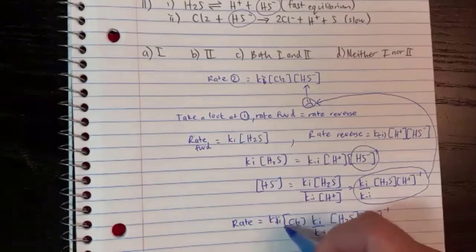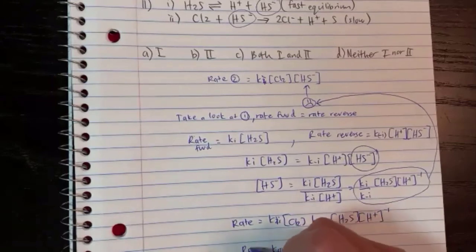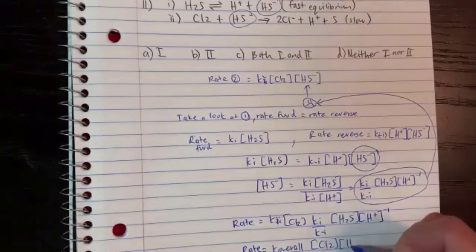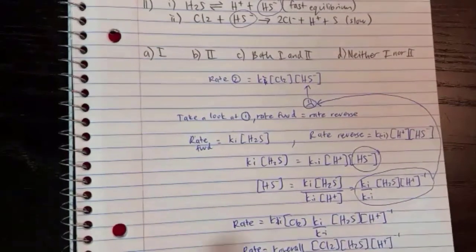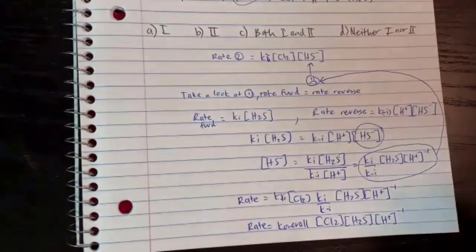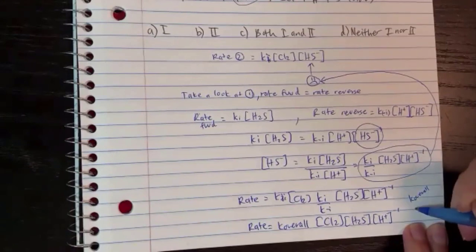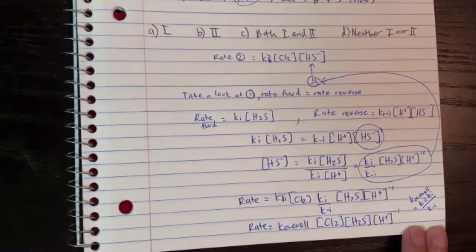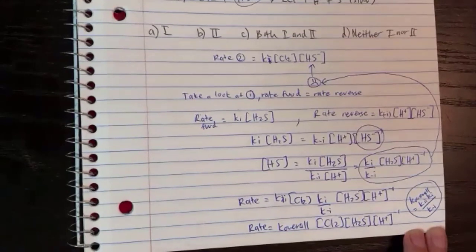And then I'm gonna lump all these guys together, call it K overall. And then Cl2, H2S, and H plus to the -1. Well, it doesn't even match anyway, so it doesn't matter. But we got extra practice. K overall equals K2 times K1 over K minus 1. So we practiced a lot of substitution, right?